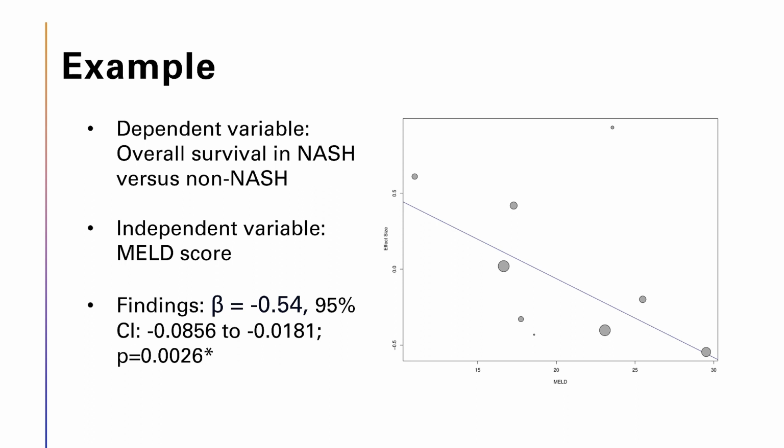The regression coefficient, or beta coefficient, obtained from a meta-regression analysis will describe how the outcome variable changes with a unit increase in the independent variable. The statistical significance of the regression coefficient is a test of whether there is a linear relationship between the intervention effect and the explanatory variable. The result of our meta-regression here reveals that higher MELD score was associated with significantly worse overall survival in NASH compared to non-NASH etiology.